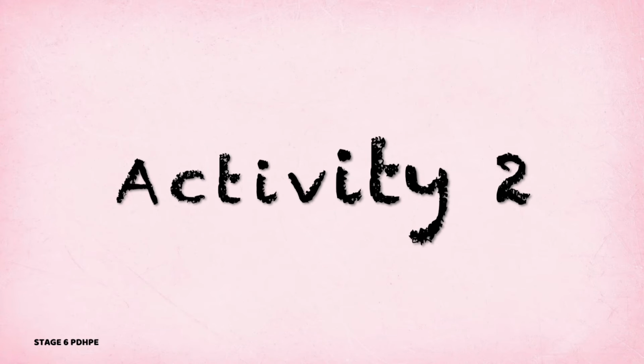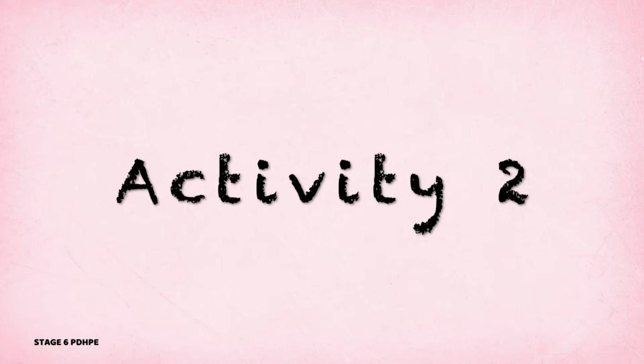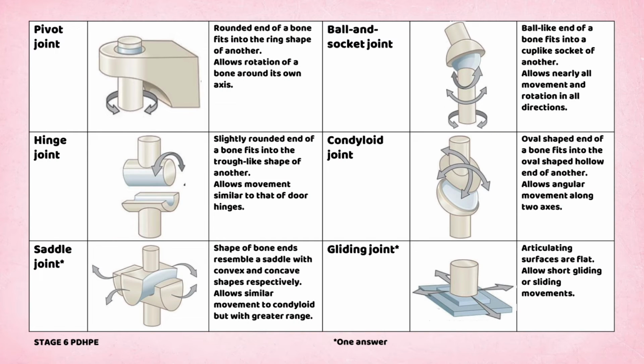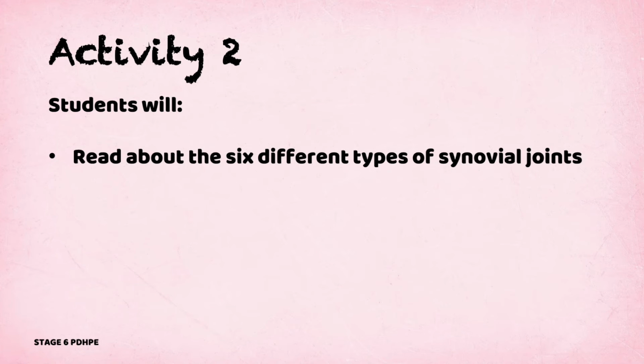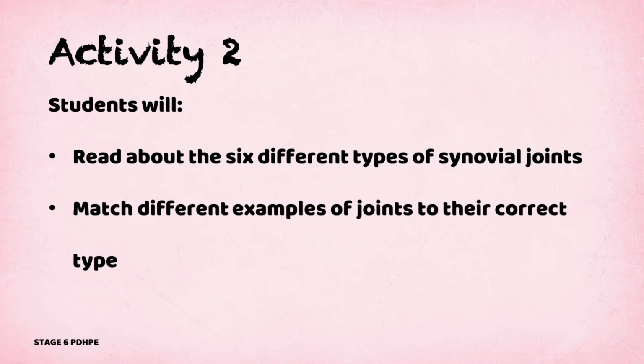Now we move on to the next activity, in which you will be learning about the 6 different types of synovial joints. You should each receive a worksheet containing information and diagrams about each type of joint, along with a bank of different bone articulations found in the body. By carefully reading the descriptions and examining the diagrams, you will match each bone articulation to the correct joint type.